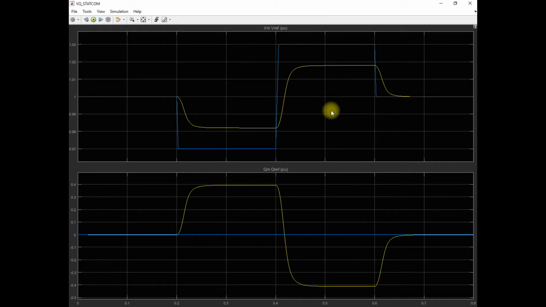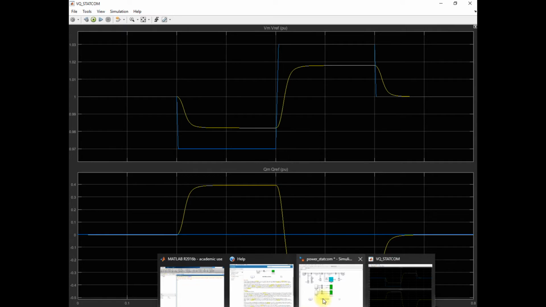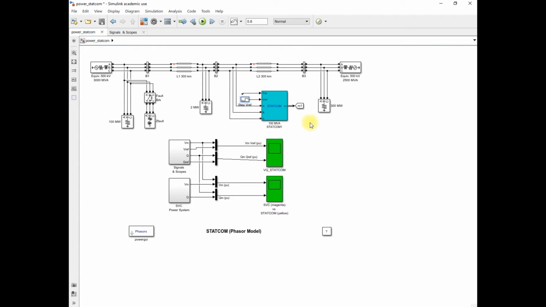So you can see how this STATCOM provides a dynamic response based on the reference value set in the STATCOM. As the reference value changes, the output voltage generated by the STATCOM also changes and provides the required amount of compensation to maintain the voltage near the reference set. Now let's see how this droop affects the voltage regulation.